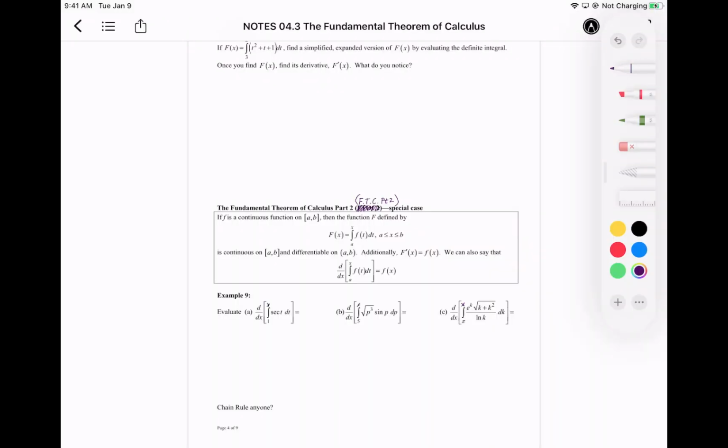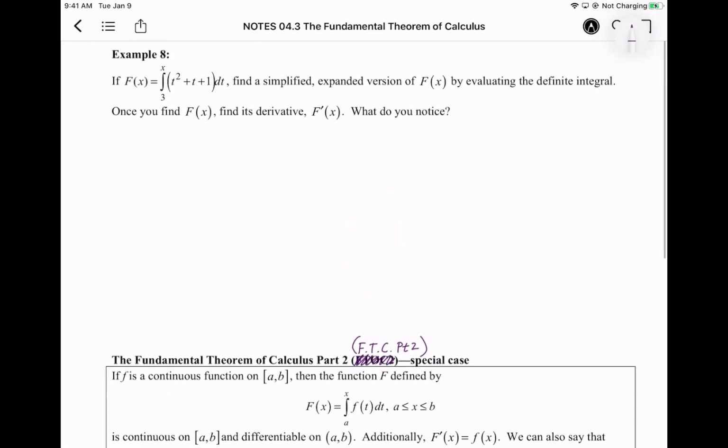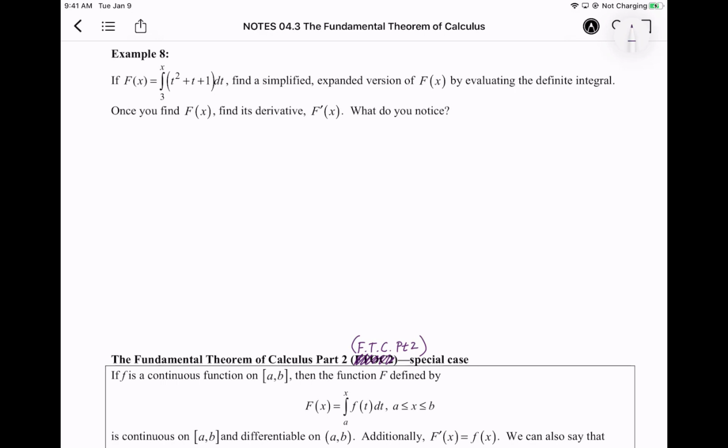Calculus students! In this video we are going to be learning about the fundamental theorem of calculus part 2. But before we learn about that, we're going to do a little investigation with example 8. So example 8 is asking us to do a few things.